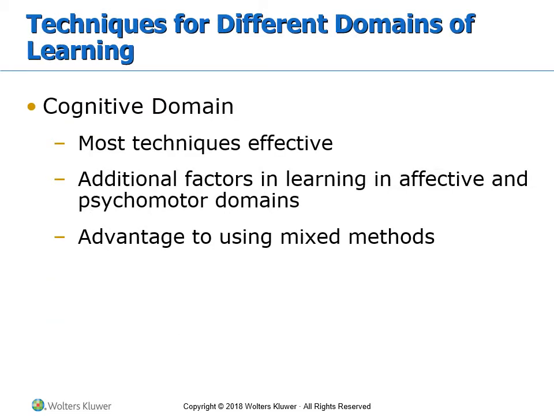So looking at the cognitive domain, here specifically we're looking at knowledge, and what we find is that most techniques are effective, but there are additional factors in the affective and psychomotor domains that will require the use of different techniques or more advantageous techniques. But even within the cognitive domain, there is an advantage to using mixed methods or multiple types of teaching.